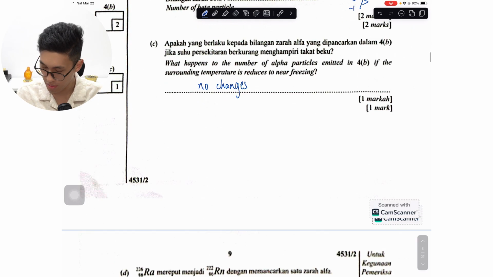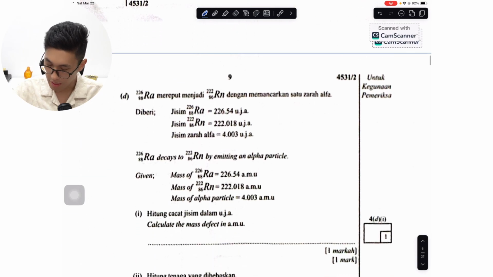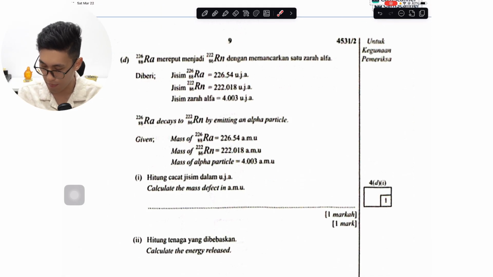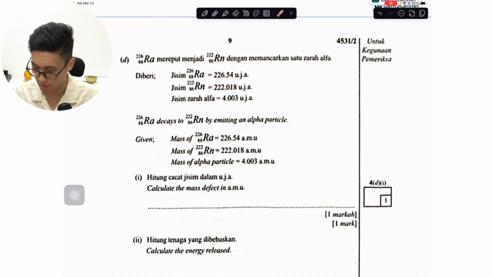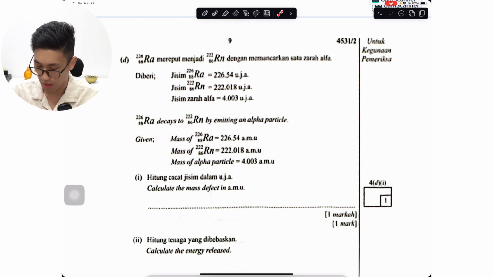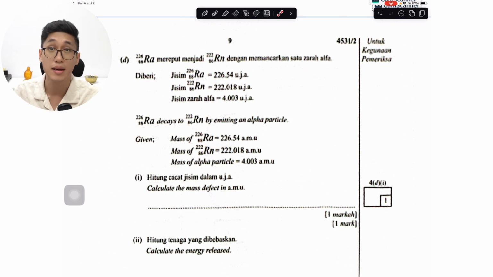Okay, next question. Here they give us quite a lot of information. They give us the mass of radium, the mass of radon, and the mass of the alpha particle. Calculate the mass defect in AMU. Right, so they only focus on Ra and Rn now, which is, I think, if I'm not wrong, radium and radon. My chemistry is not very good.